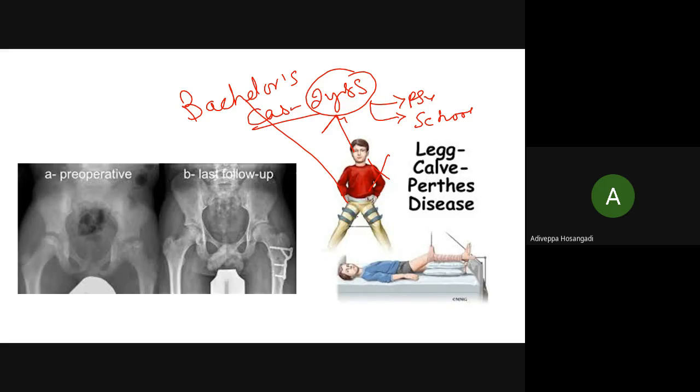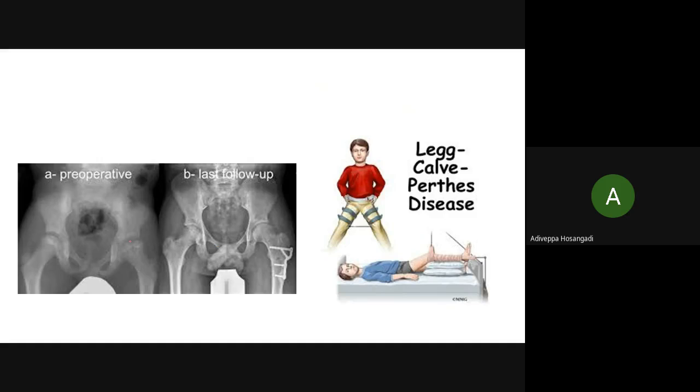The whole idea is the hip is in abduction. But nowadays we are not doing casting or bracing for 2 years. Imagine a child being in the cast for 2 years. So what are we doing? We are doing surgery, a varus osteotomy. Varus osteotomy means you remove a part of the bone and put the head in varus. So the head will always be in the acetabulum, but the child can also keep moving.